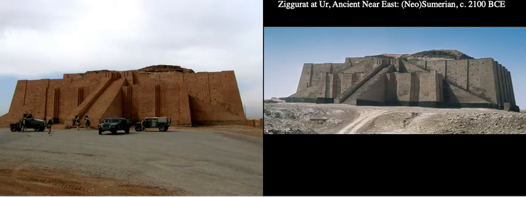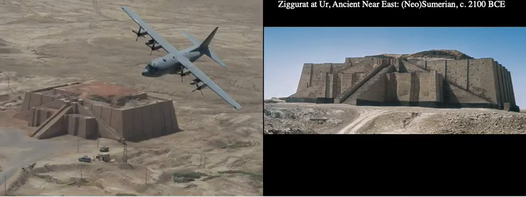Here's your obligatory picture of an American troop of Humvees in front of the Ziggurat in Ur, mostly because this was taken over by the American Army following the invasion in 2002. And I even found this photograph of an American C-130 flying over top of it.